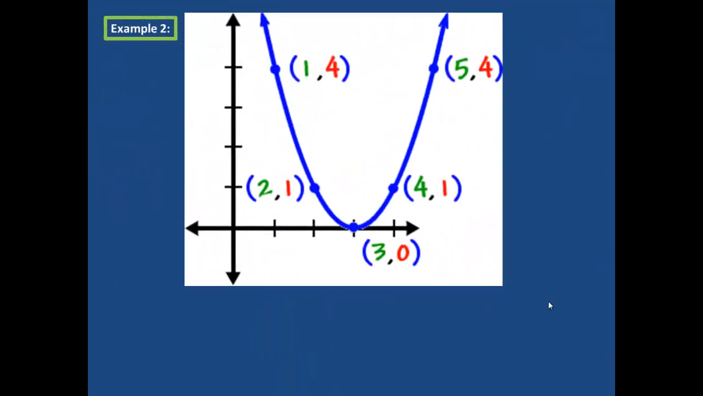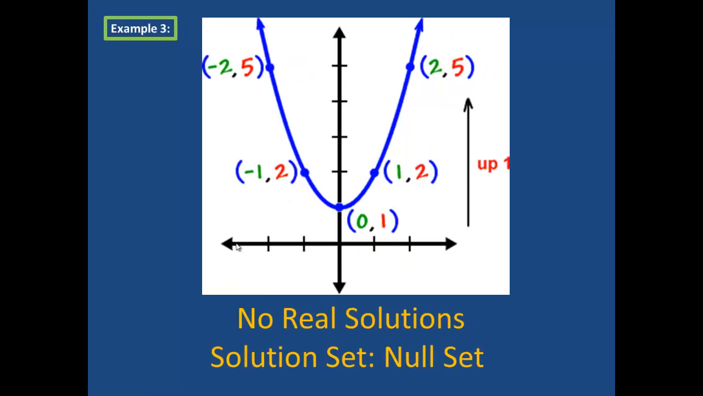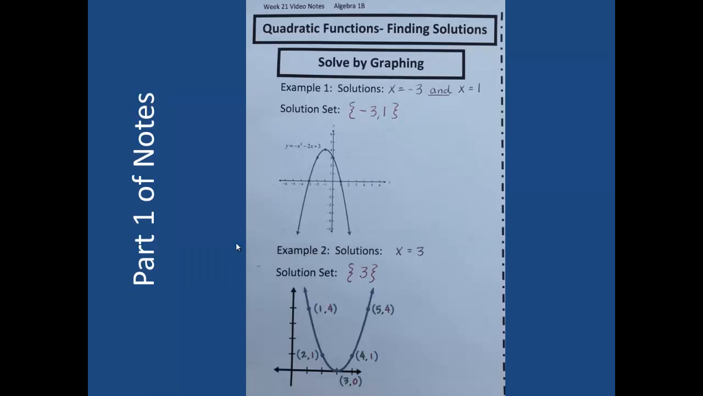In example 2, this parabola actually only touches the x-axis once. So there's only one root or one solution to this function. And in this case, it is where x is equal to 3. So the solution would be x equals 3, and the solution set would contain only one number, the number 3. This is what the first page of completed notes should look like in your guided note packet.